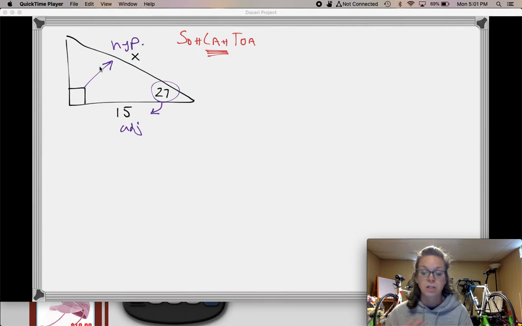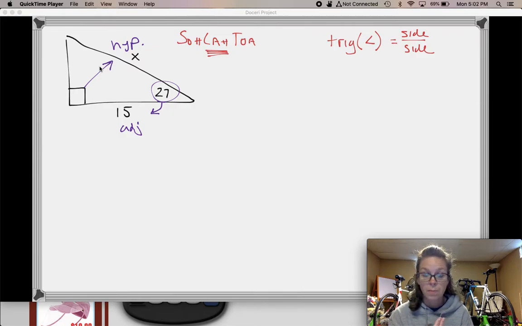Every trig equation is going to have exactly the same format. For every single problem in this lesson, you're going to write trig, angle, that's the symbol for angle, equals side over side. We're going to fill in those blanks with what parts we know.